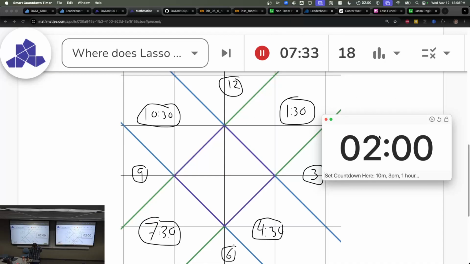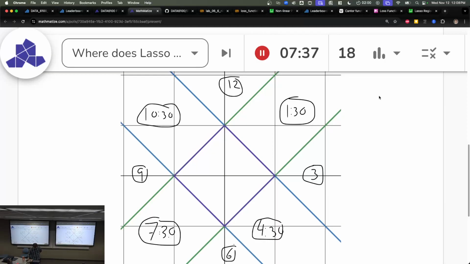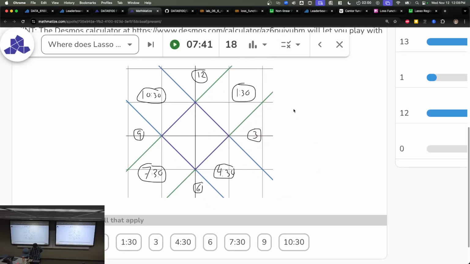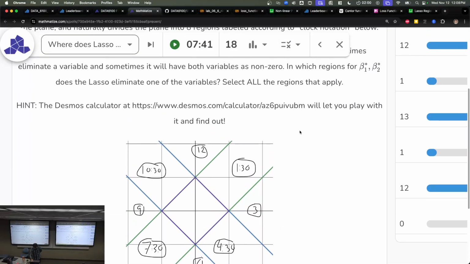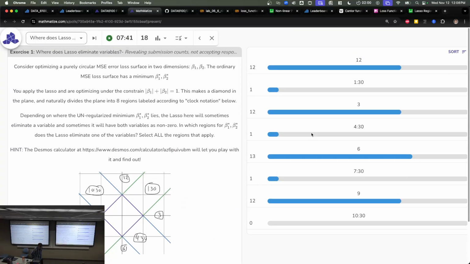Okay, let's see what people thought for 12 specifically, and then we will look at the other ones shortly after that. So where are we eliminating variables? Did we eliminate a variable at 12 or not? Okay, let's see. Out of 18 people who answered, it seems like the pattern is 12 or 13 people are saying 12, 3, 6, and 9. If you're in the region 12, are you eliminating a variable, yes or no? Let's examine that one in detail.